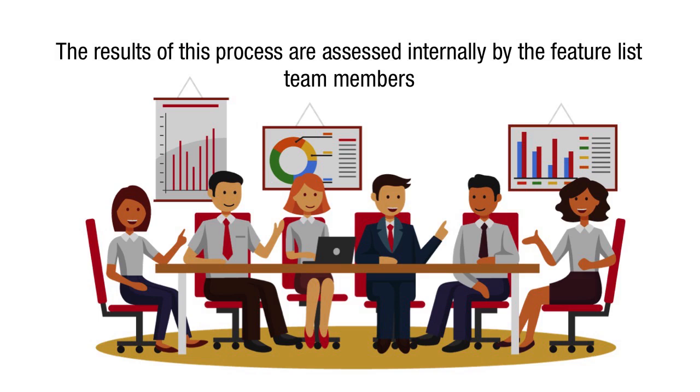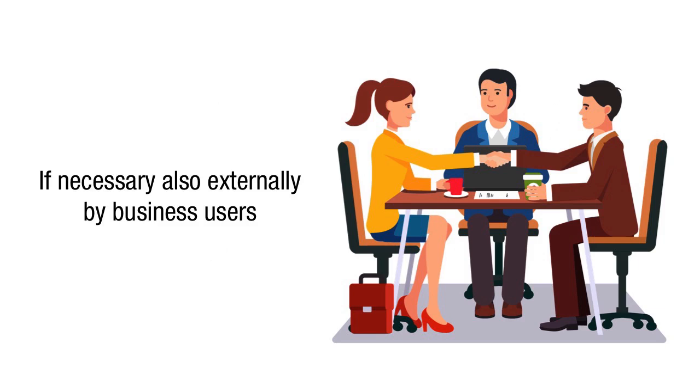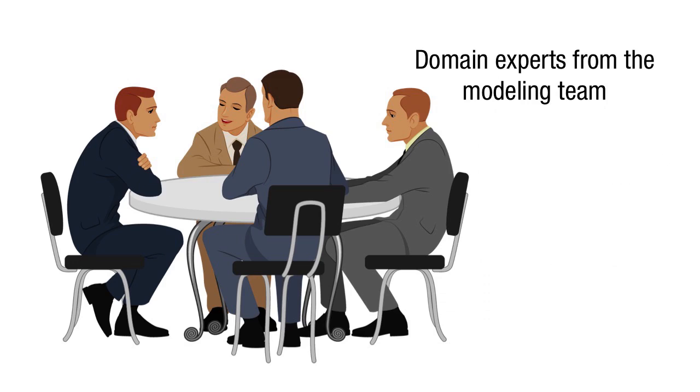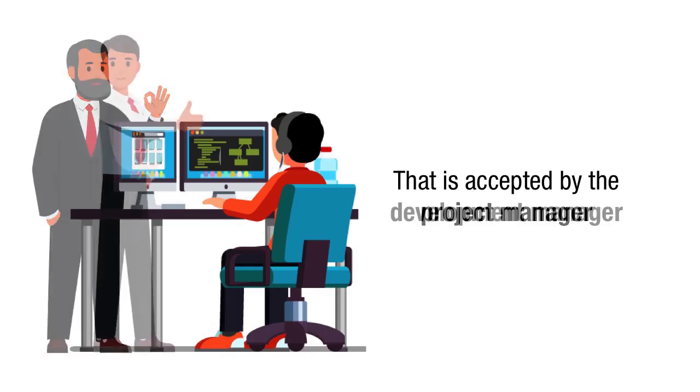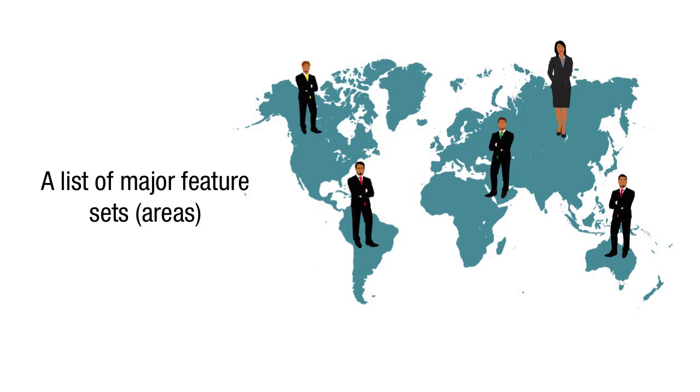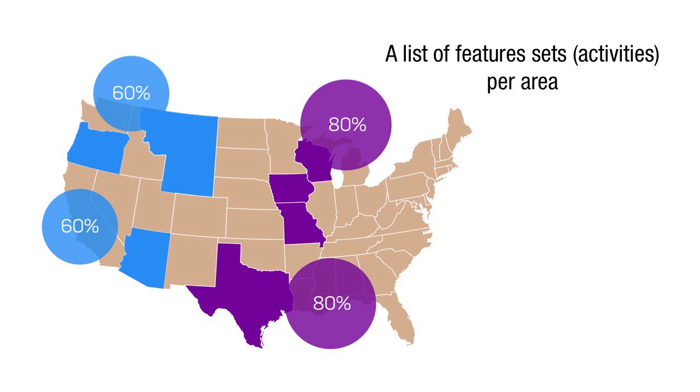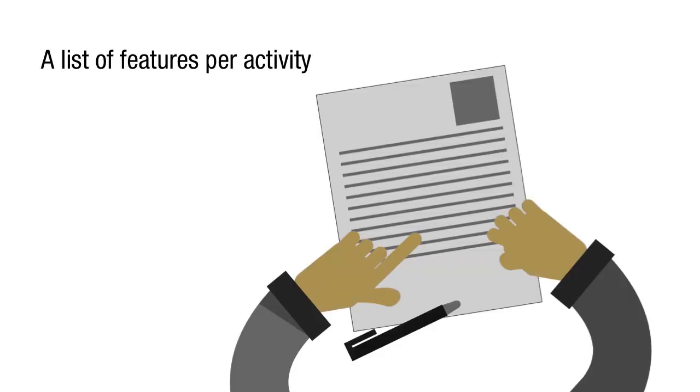Verification of the results. The results of this process are assessed internally by the feature list team members and, if necessary, also externally by business users and/or domain experts from the modeling team. Exit criteria. The features list team must provide a features list that is accepted by the project manager and the development manager. A list of major feature sets or areas. A list of feature sets, activities, per area. A list of features per activity.